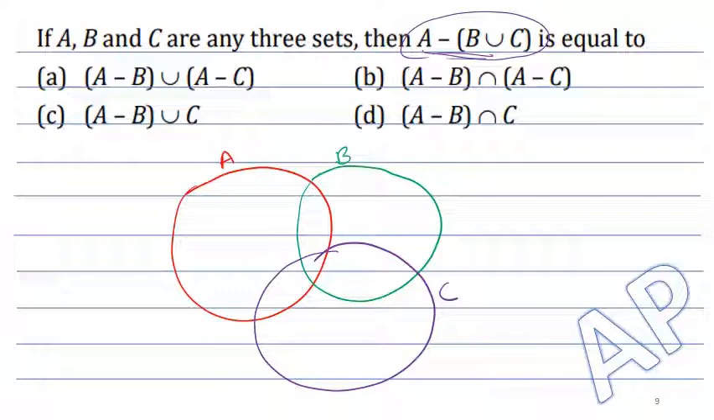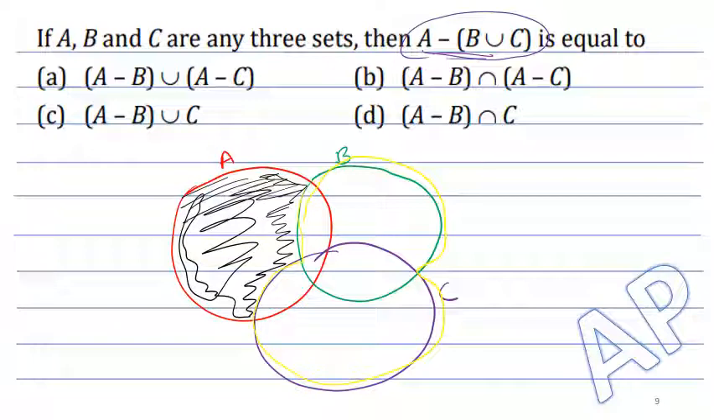ಈಗ B union C ನ ಮಾರ್ಕ್ ಮಾಡ್ತೀನಿ in a different color now. So in a yellow color, this is B union C. A ನಲ್ಲಿ B union C ಕಳೆದ್ರೆ ನಮಗೆ ಬರೋದು, so let me shade the portion now. This is the one. So this shaded region is A minus B union C.